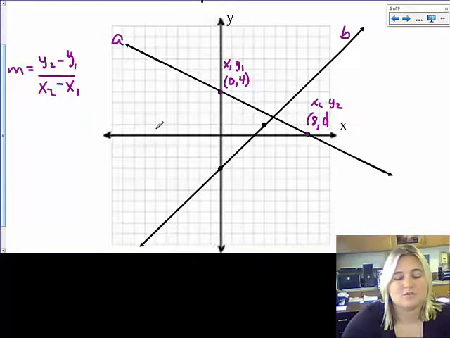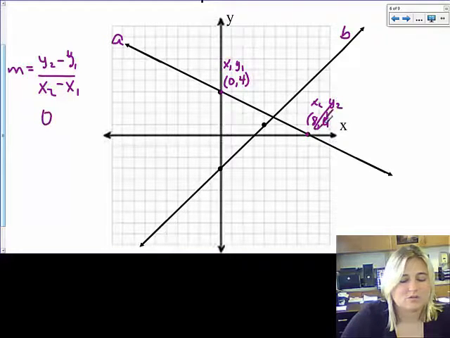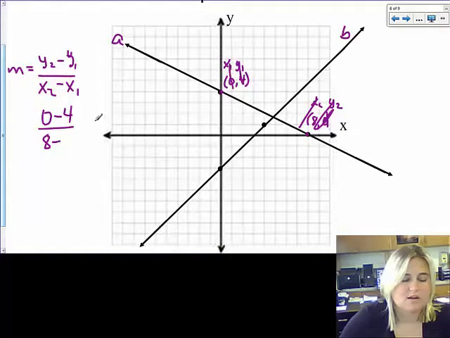And what we're going to do is plug in. So y sub 2 is 0. That was this. Oops, that part. Minus y sub 1, which is 4. So I'm done with that one. Over x sub 2, which is 8. Minus x sub 1, which is 0.